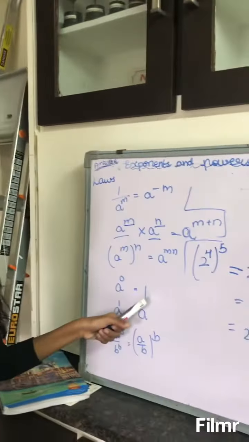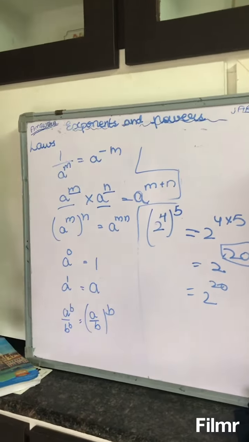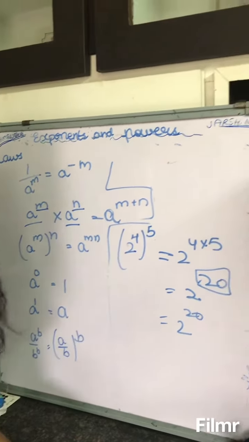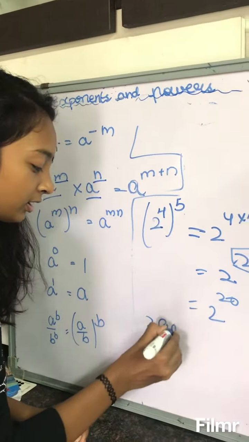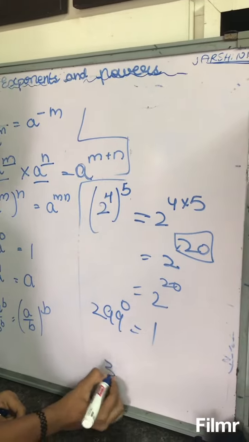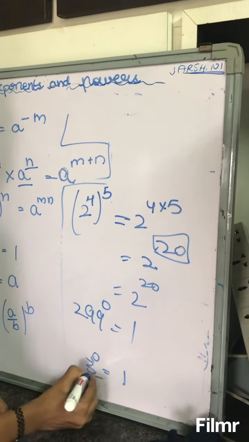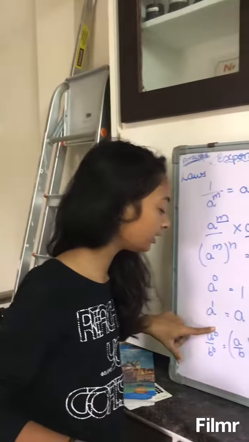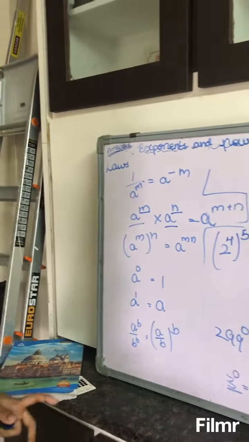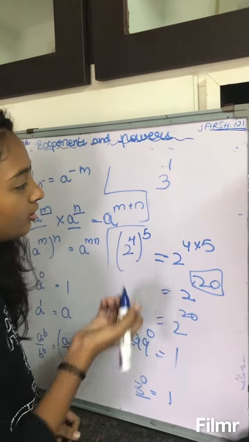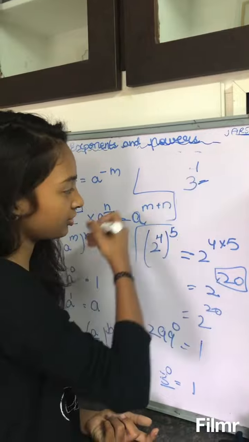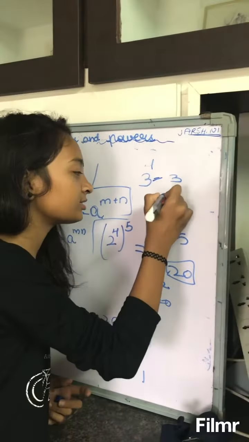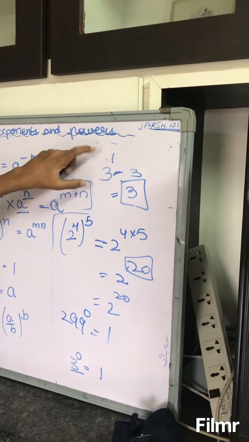Next, a to the power of 0 is 1. Here, a can be any non-zero integer. Any number to the power of 0, except 0, is equal to 1. Like 299 to the power of 0 is equal to 1. 3 to the power of 0 is equal to 1. Now, any number to the power of 1 is the number itself. If you take 3 to the power of 1, you're multiplying it just once, not multiplying with anything else. So the answer will be 3. Any number to the power of 1 is the number itself.